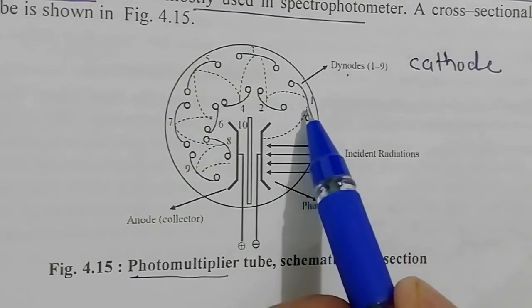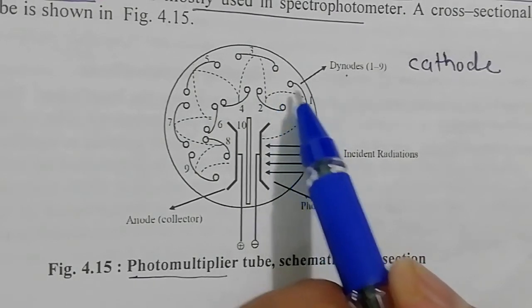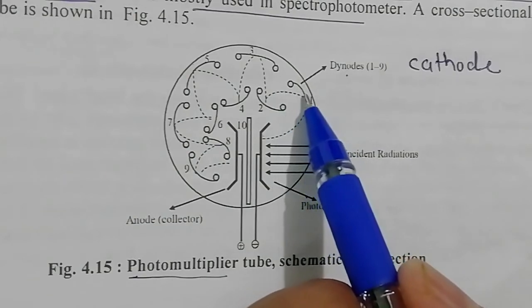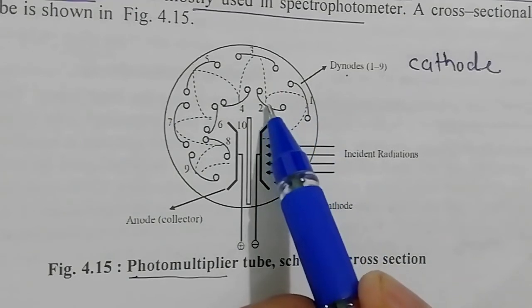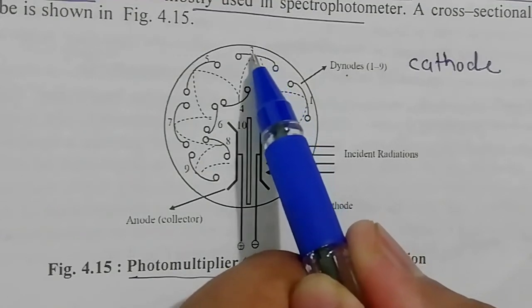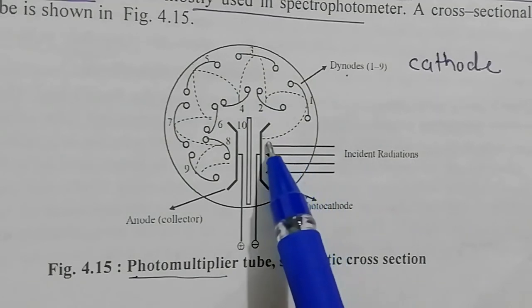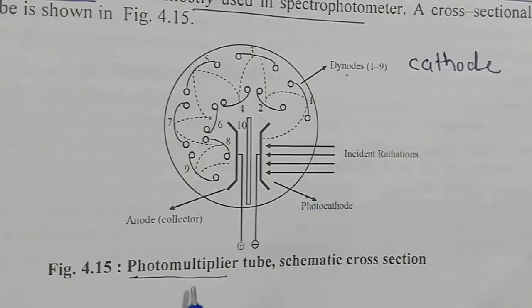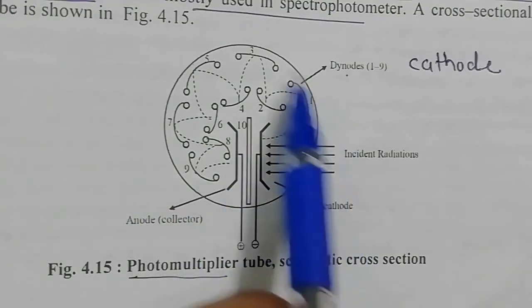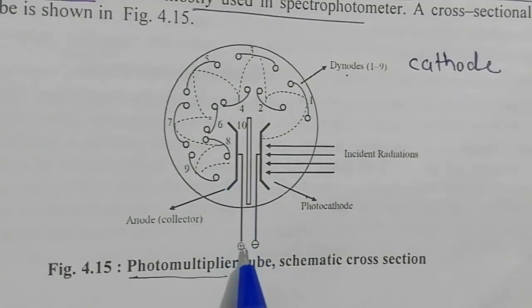As soon as electrons strike this diode, one electron again ejects 2 to 3 electrons or 2 to 5 electrons. Then these electrons fall on the second diode. Suppose 2 electrons fall on this second diode, then it will again emit 2 electrons each, 2 into 2, 4 electrons. The 4 electrons strike on this, then 4 into 4, 16 electrons are generated. So a small intensity of light can be detected by using this photomultiplier tube. Finally it is collected on the anode, and this will give rise to an amplified current.